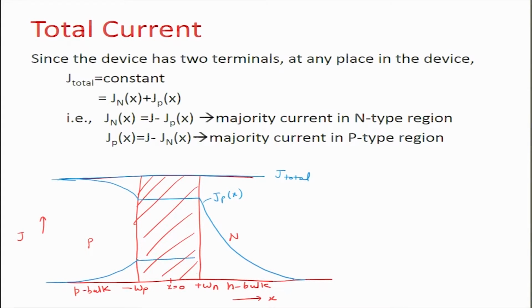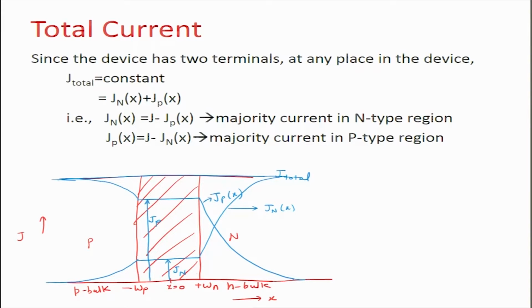So this is just a schematic variation, and this goes as something like this. This would be JNX and this would be JPX. So basically you can say within this region this is JN and this would be JP. If you want to find out the majority current in the N type region, the majority current in the N type region would be J total minus JPX, right, because that becomes the majority current in that.